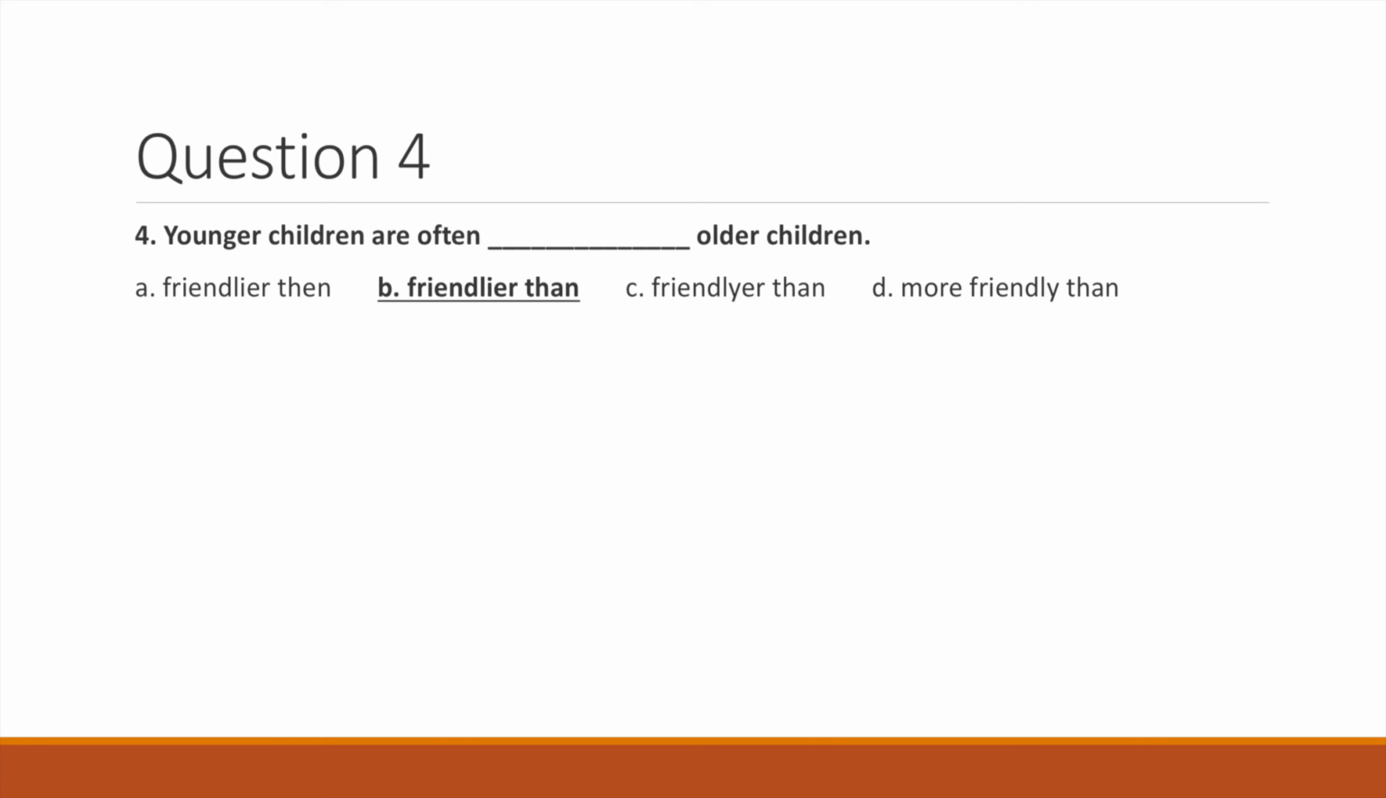Question 4. Younger children are often blank older children. In this example, again, we're comparing younger children to older children. I have the adjective friendly. Friendly is 2 syllables and ends in Y. So I know I need to drop the Y and add IER and than to form the comparative. So B, friendlier than, is the correct answer.